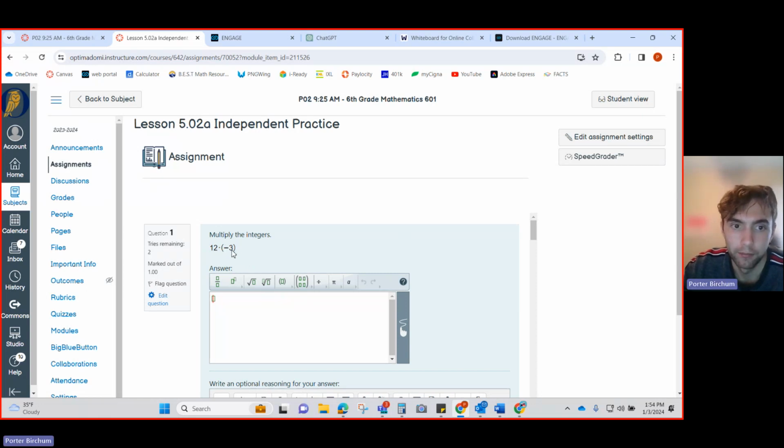12 times -3. So the multiplying stays the same. It's the same as if I did 12 times 3, but is the answer positive or is it negative? I know 12 times 3 is 36, and this question has one negative in it, so my answer is going to be negative. When there's one negative in the problem, the answer will be negative.